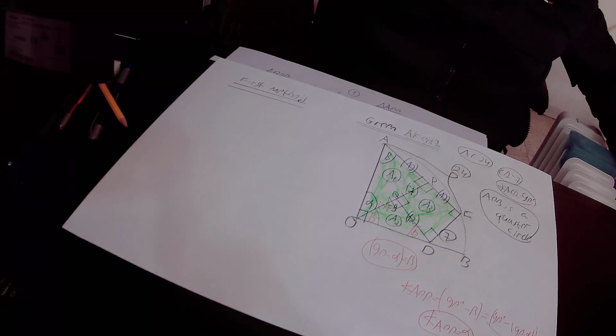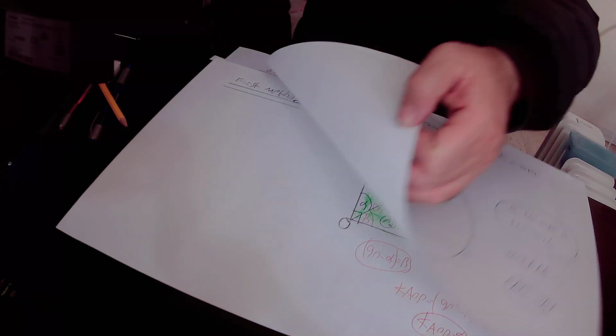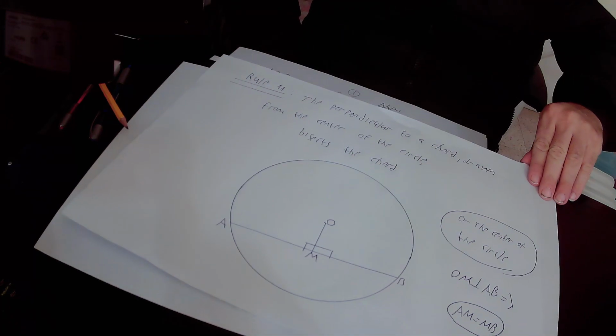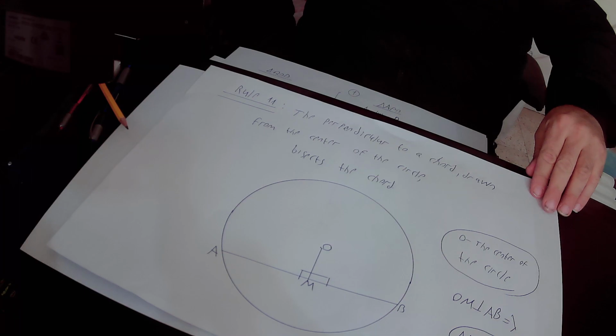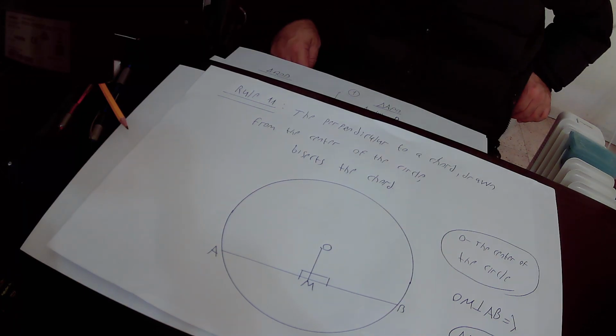Here we have rule number 11. According to rule number 11, the perpendicular to a chord drawn from the center of the circle bisects the chord.